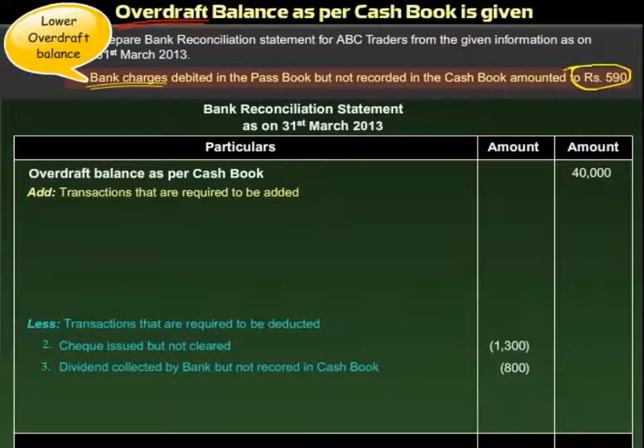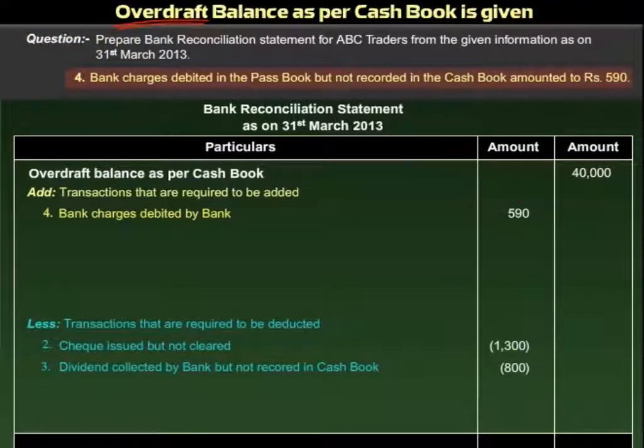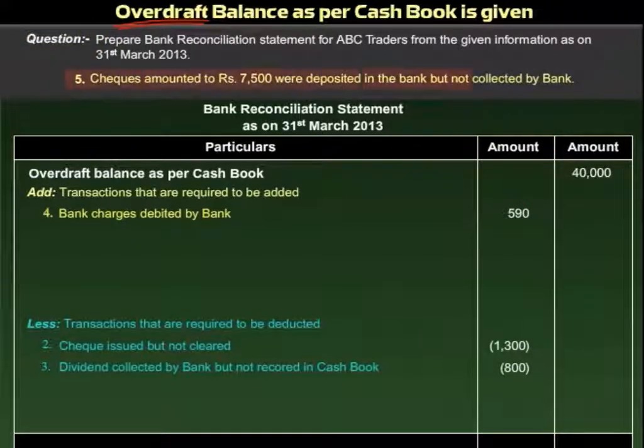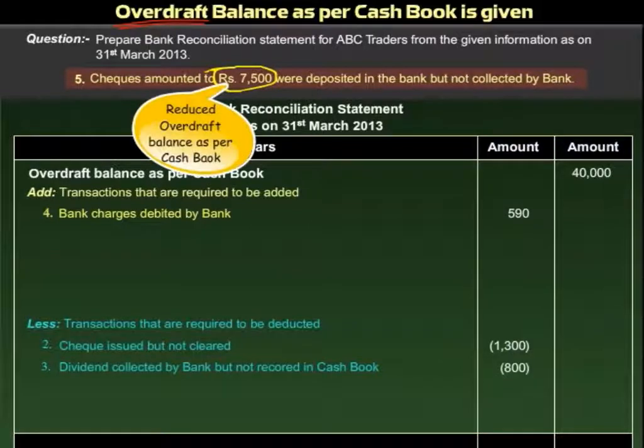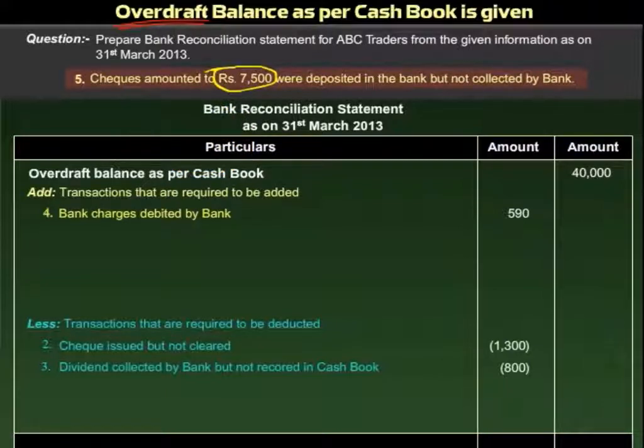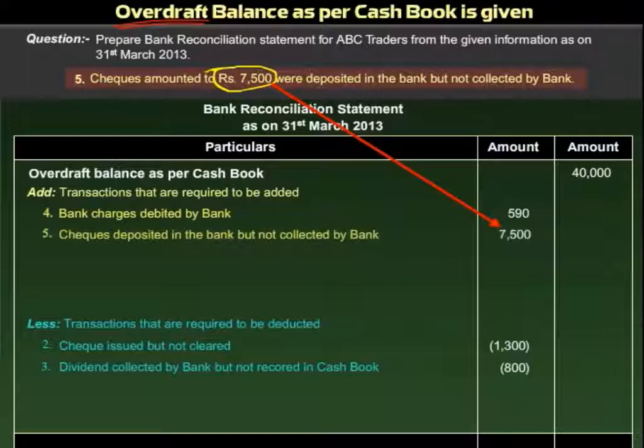So what will we do? Exactly. We will add these transactions like this. Now moving on to the next point. Here, this transaction has reduced the overdraft balance of cash book with this amount because these checks are not collected by the bank and not reflected in the bank statement. So in order to increase the overdraft balance of cash book, this transaction is required to be added like this.